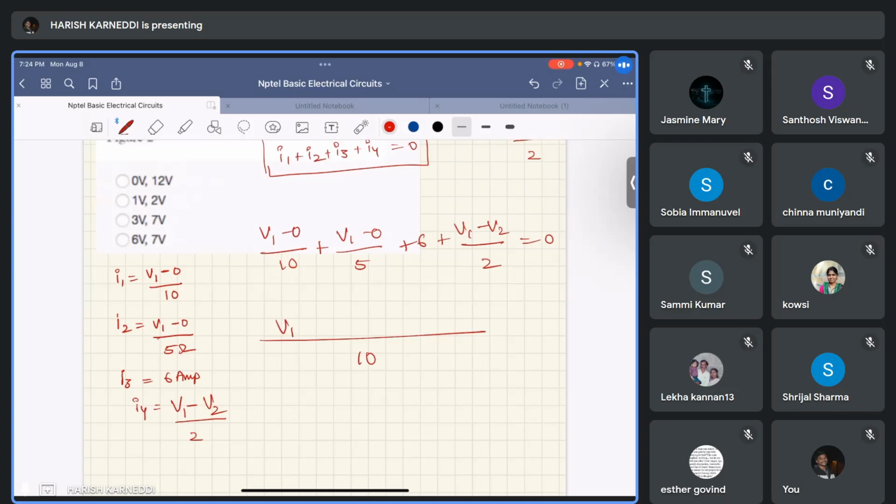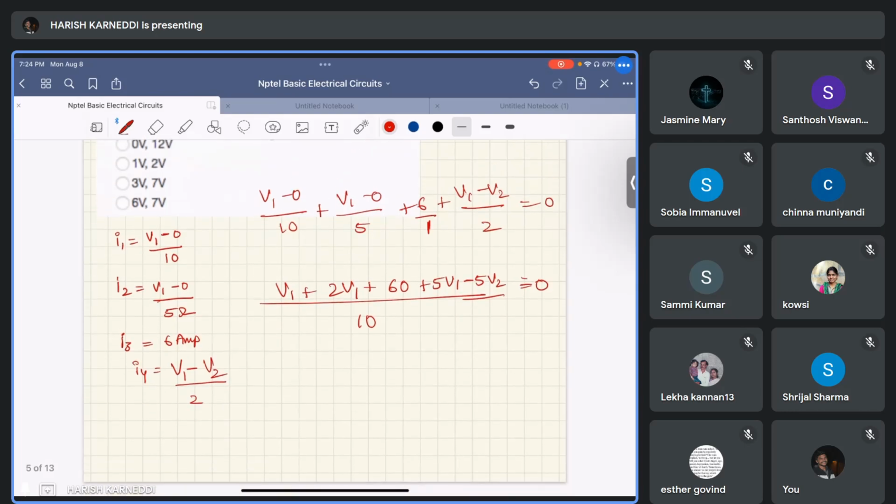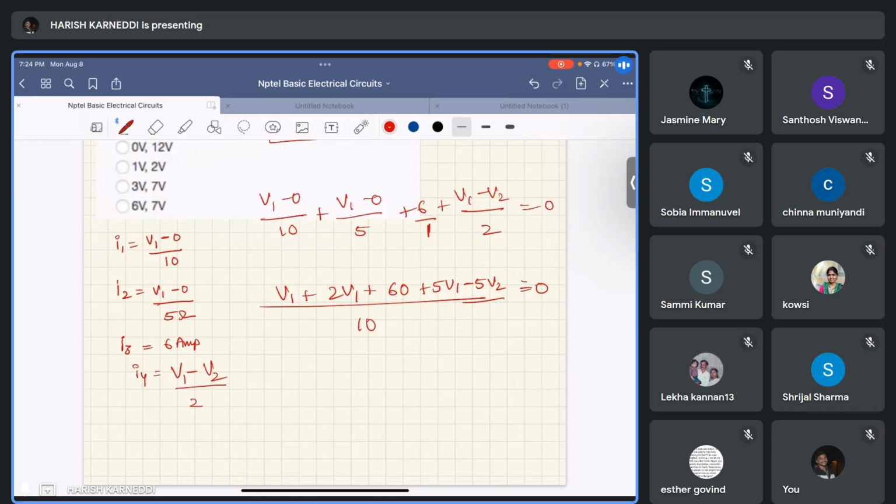LCM of all these factors. So V1 plus 2V1, and here is a number 1, so it is 60, fine, plus 5V1 minus 5V2 equal to 0. It's clear, right? So we can write one more time: V1 plus 2V1 plus 60 plus 5V1 minus 5V2 equal to 0, right?